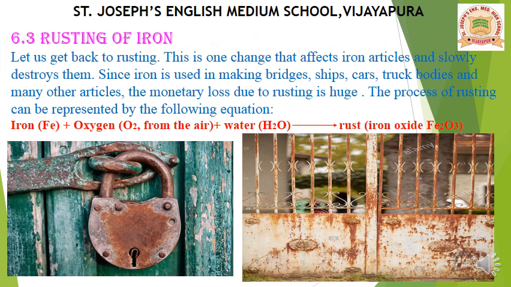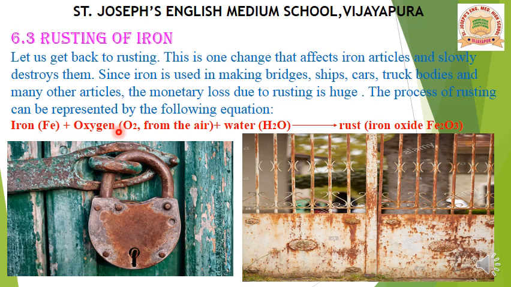Let's see the example of rusting of iron. This is one change that affects iron articles and slowly destroys them. Most of the things around us are made up of iron. Here, rusting is the change which destroys them slowly. Since iron is used in making bridges, ships, cars, truck bodies and many other articles, the monetary loss due to rusting is huge. The process of rusting can be represented by the following equation.